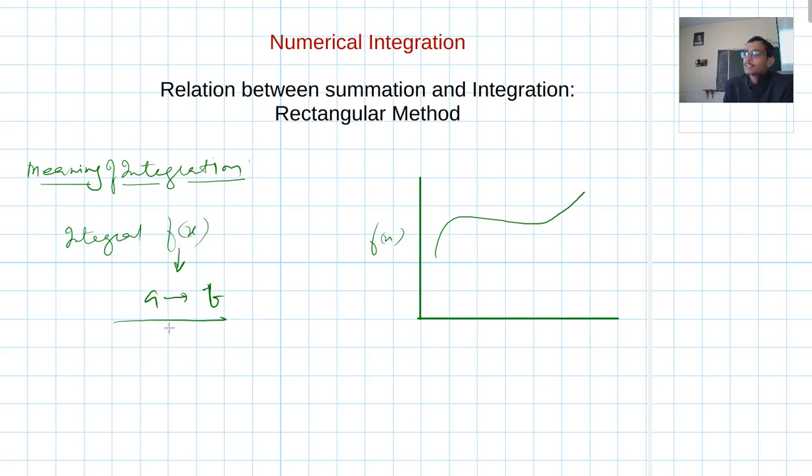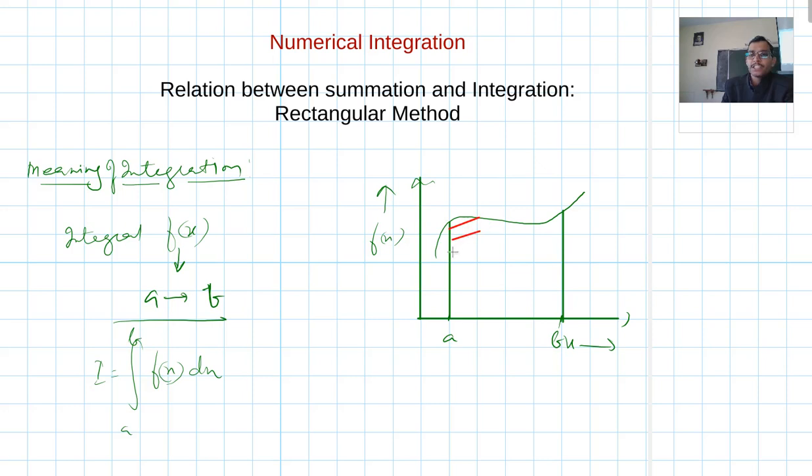A to b is the limit of x, meaning x is varying from a to b, so it is the x-axis, and say it is the y-axis or the f(x)-axis. Suppose this is the point A and this is the point B. If I am asked to find the integral of f of x from a to b, then what does it mean? It means that we are interested in finding the area under this curve. That's the meaning of it, right?